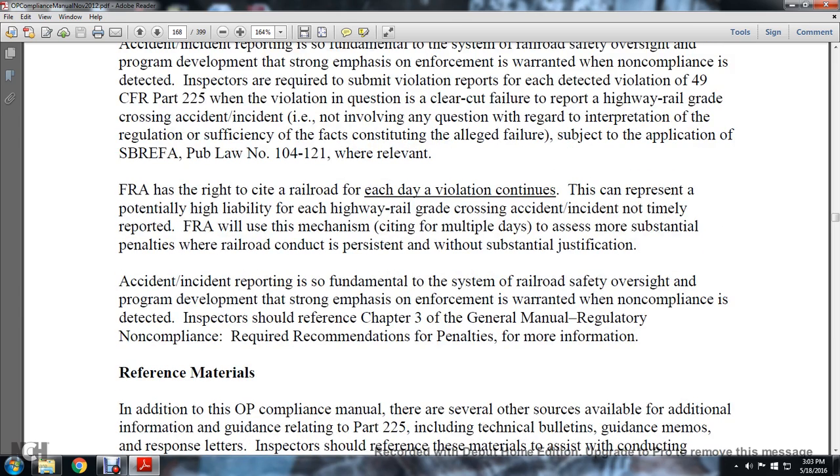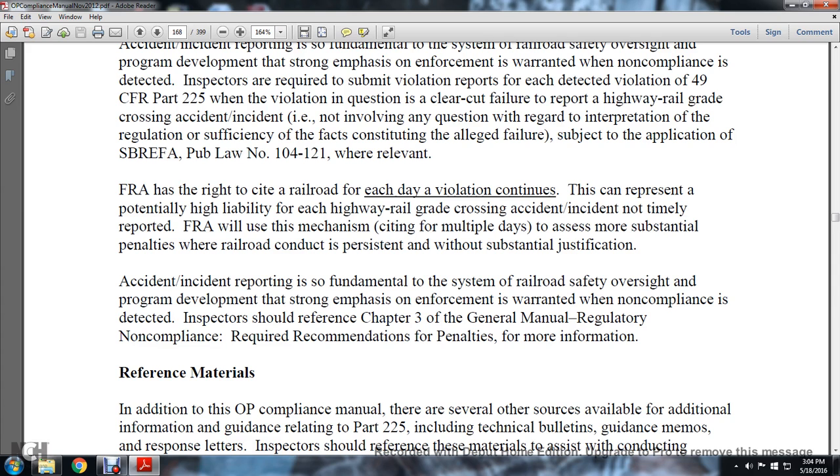The FRA has the right to cite the railroad for each day of the violation and continue this, which can represent a potentially high liability for each highway-rail grade crossing accident incident not timely reported. The FRA will usually use this mechanism, citing for multiple days, to assess more substantial penalties when the railroad's conduct is inconsistent with substantial justification.